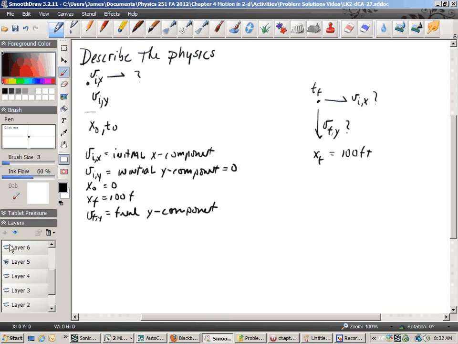Alright, let's describe the physics. We have an object with some initial x velocity, vix, and some initial y velocity, viy, which is equal to 0. And at tf, the final time, it now has gained a vertical velocity, vfy, and maintains the horizontal velocity, vix, and at final position, xf equals 100 feet.